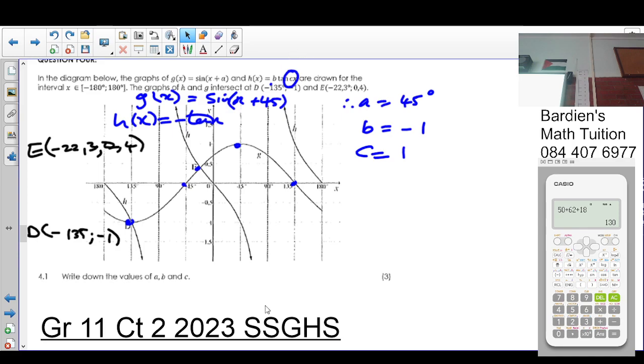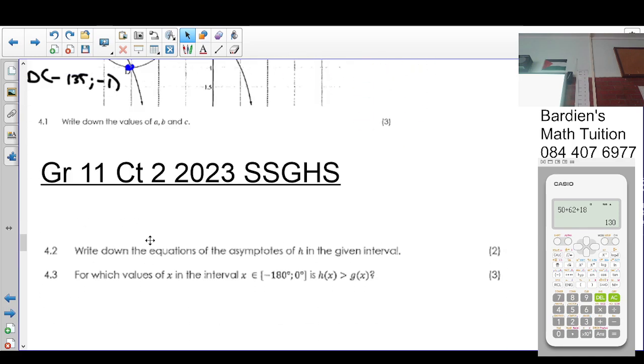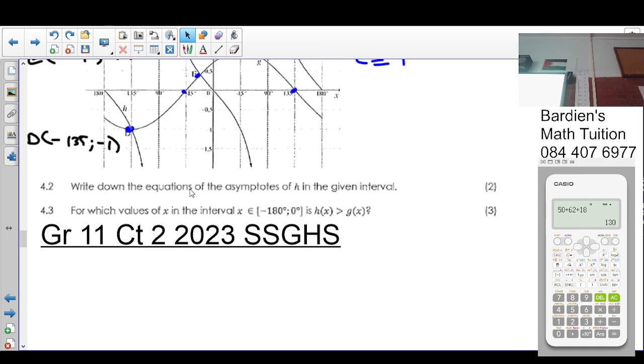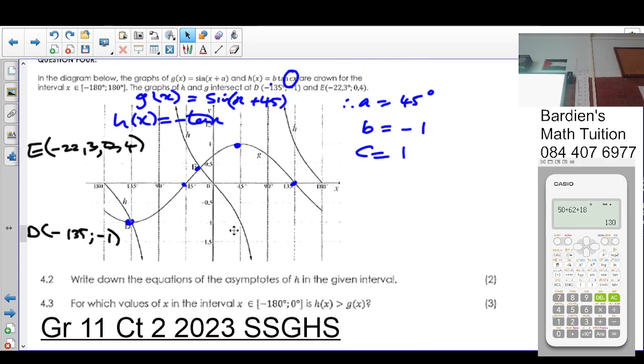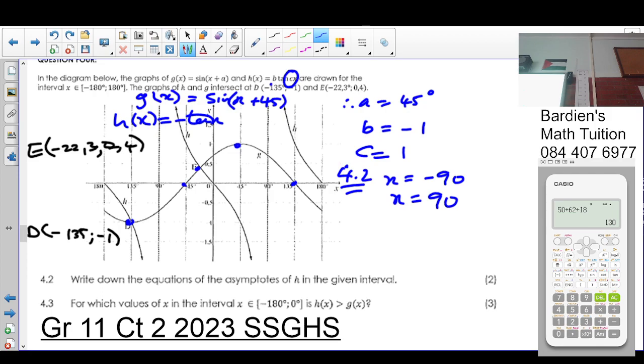Alright. Let's go to number 4.2. 4.2 says write down the equations of the asymptotes of h in the given interval. So the equations of the asymptotes are x is equal to negative 90 and x equal to 90. Those are the two I've highlighted already. And these are the only two in this period. No?